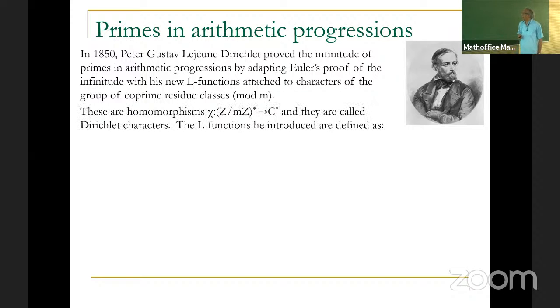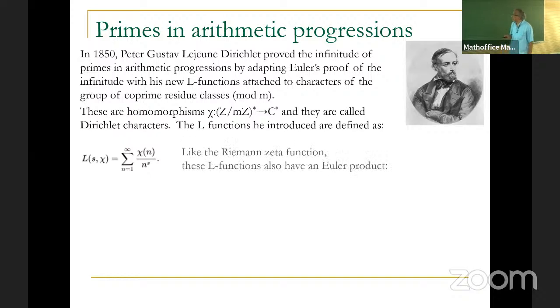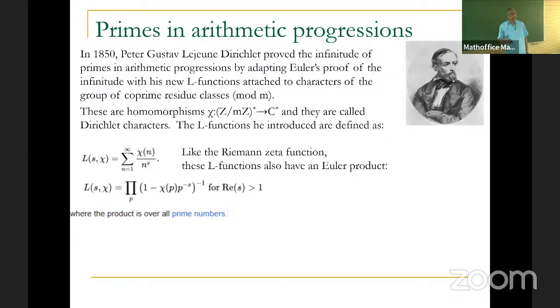Now, in the context of Dirichlet's proof, he came up with these things called homomorphisms from the integers coprime residue classes mod m into the non-zero complex numbers, and these are called Dirichlet characters. The L functions that he introduced are the summation of chi of n over n to the s, and just like the Riemann zeta function, he showed that they have an Euler product because it's a multiplicative function. A homomorphism is a multiplicative function. So put it together, you get this product of chi of p over p to the minus s, inverse.